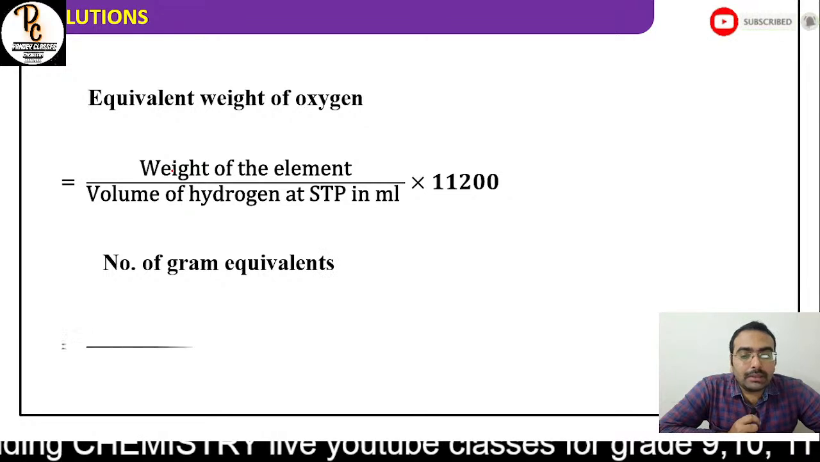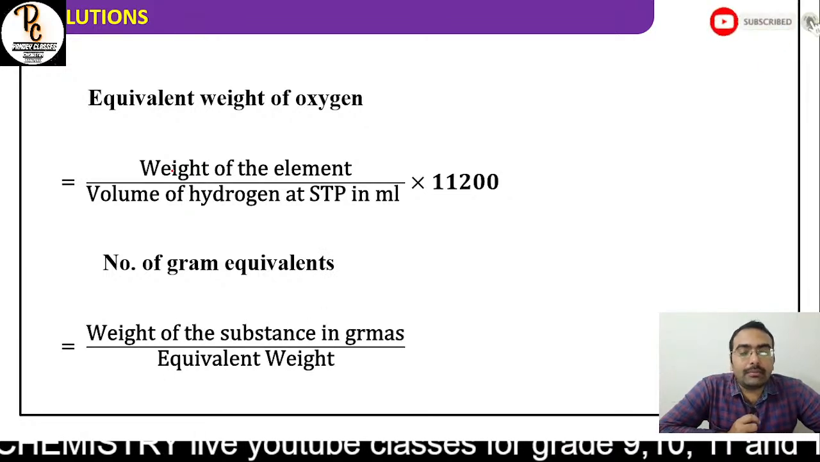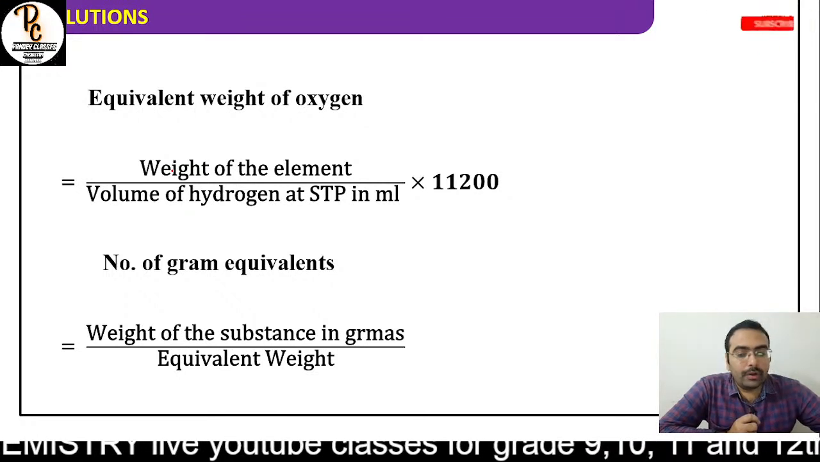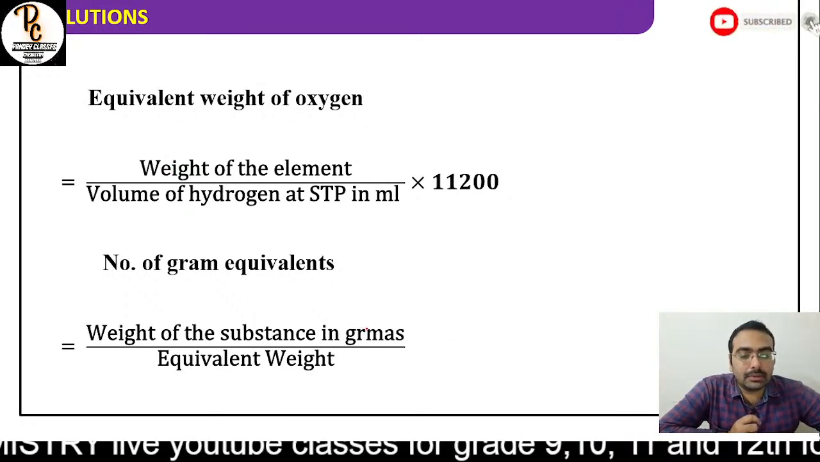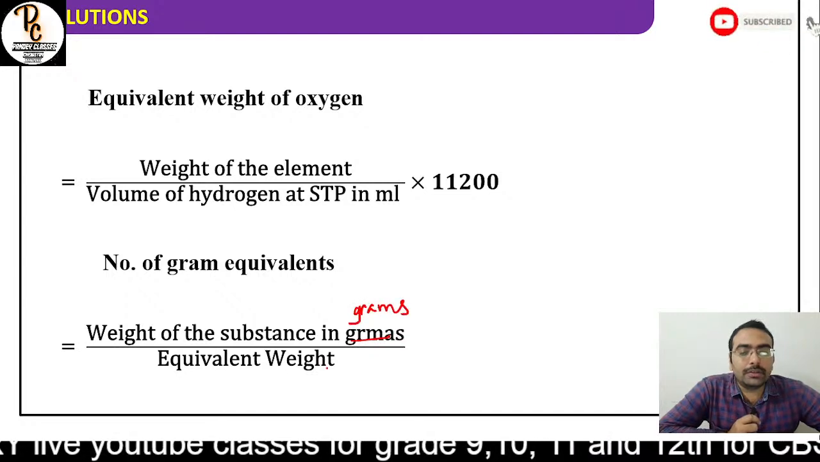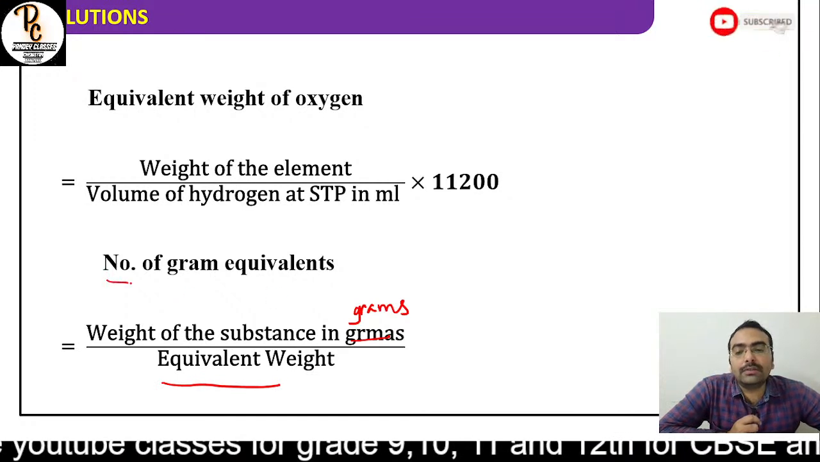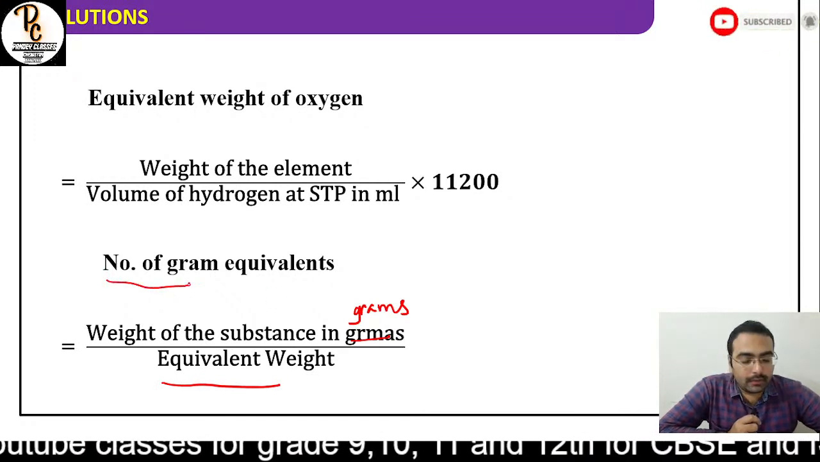Number of gram equivalents: weight of the substance in grams. It should be like this, weight of substance in grams upon equivalent weight. So this gives us the number of gram equivalents.